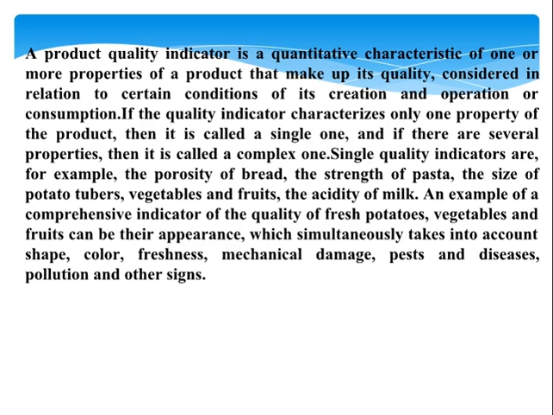Single quality indicators are, for example, the porosity of bread, the strength of pasta, the size of potato tubers, vegetables and fruits, the acidity of milk. An example of a comprehensive indicator of the quality of fresh potatoes, vegetables and fruits can be their appearance, which simultaneously takes into account shape, color, freshness, mechanical damage, pests and diseases, pollution and other signs.